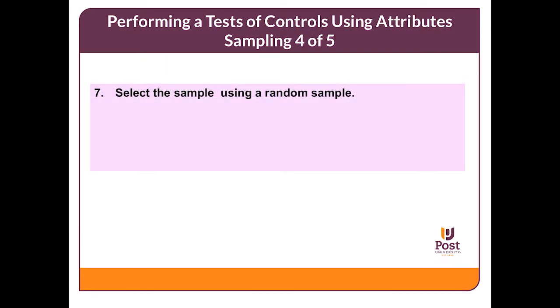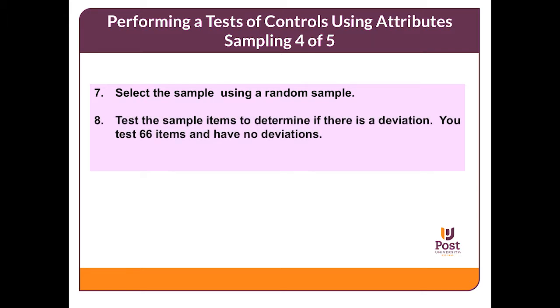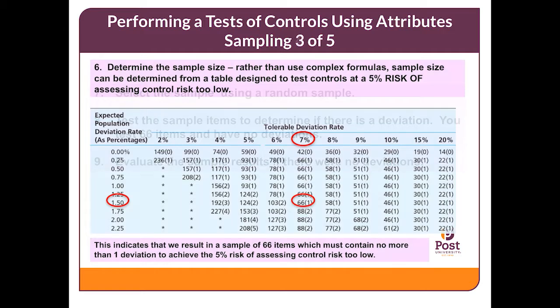Let's select a random sample. We then test the 66 items in the sample. Let's assume we have no deviations. We now evaluate the results. Go back to the slide that we used to determine sample size. Remember, it indicated that the allowable number of deviations was 1.